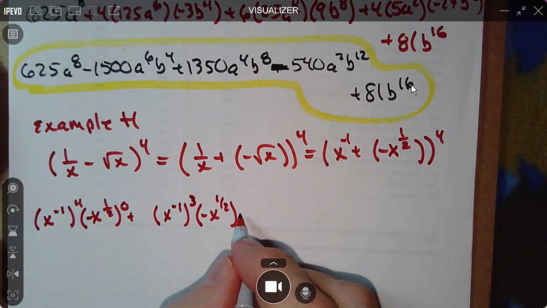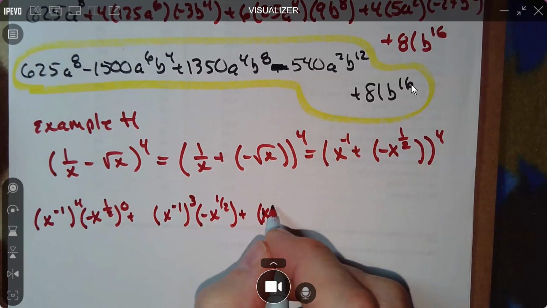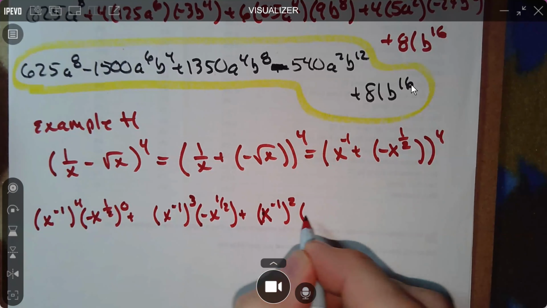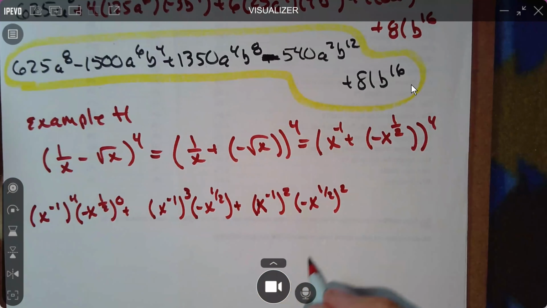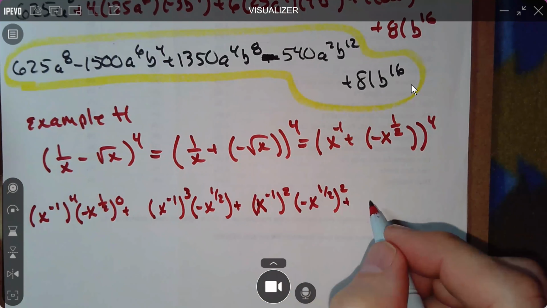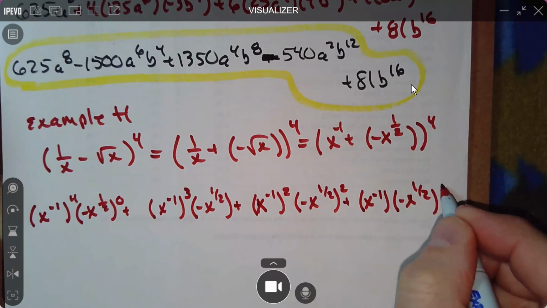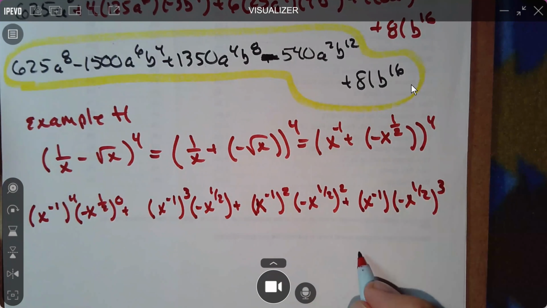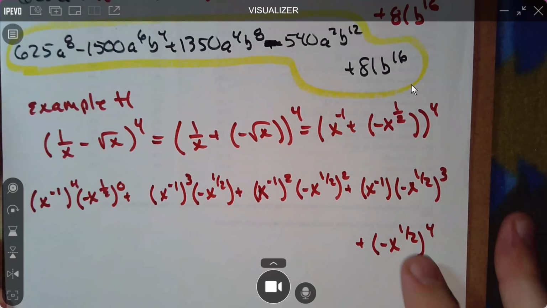I'm just going to leave it as is, plus x to the negative first power squared, negative x to the 1/2 power squared itself. And let's see what else. Plus x to the negative first power and negative x to the 1/2 power cubed. And finally, negative x to the 1/2 power to the fourth power. Technically, you got x to the negative first power to the 0 power, but I skipped that part.